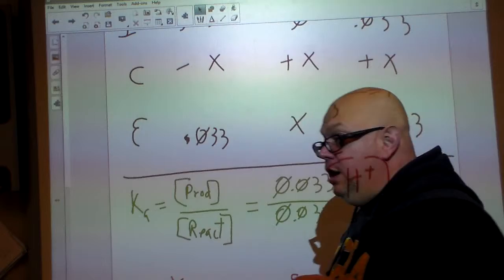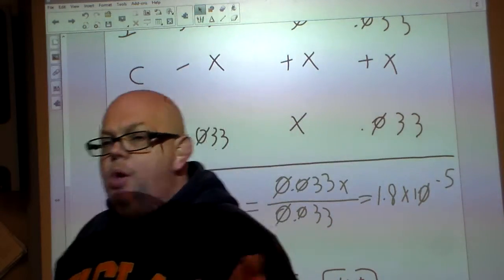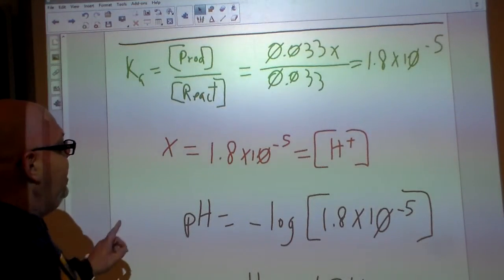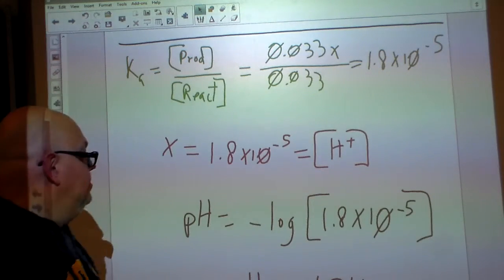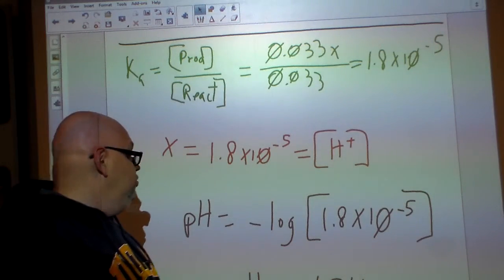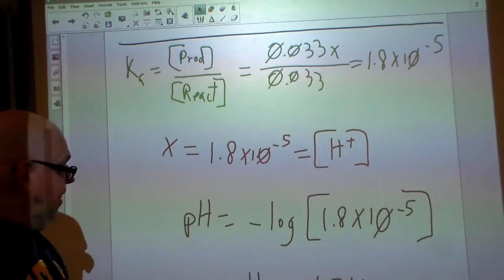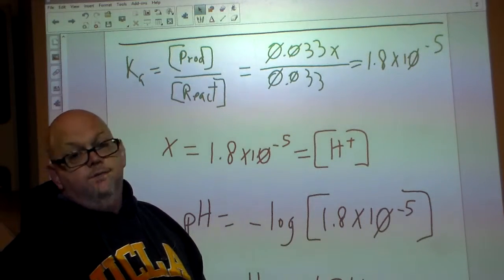The next thing we've got to look at, ladies and gentlemen, is how do you figure out the pH? Well, the basic formula: pH is the negative log of our concentration of hydrogen ions, which in this case is the negative log of 1.8 times 10 to the minus 5th. The pH is 4.74.